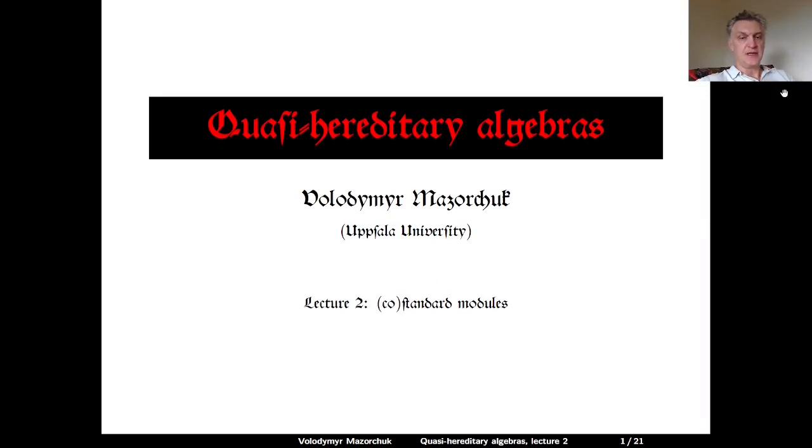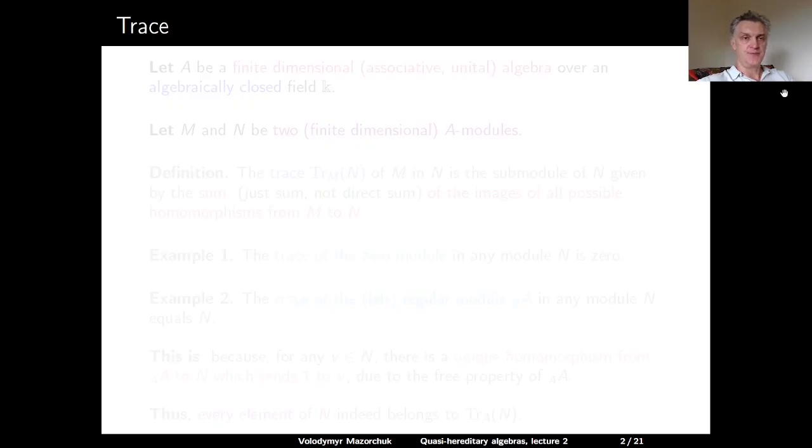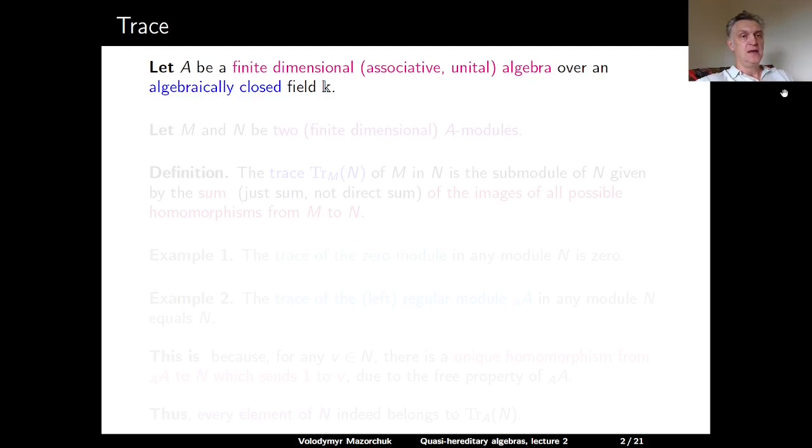Quasi-hereditary algebras, lecture 2, standard and costandard modules. Let us start with the definition of a trace. Let A be a finite-dimensional, associative, and unital algebra over an algebraically closed field K.